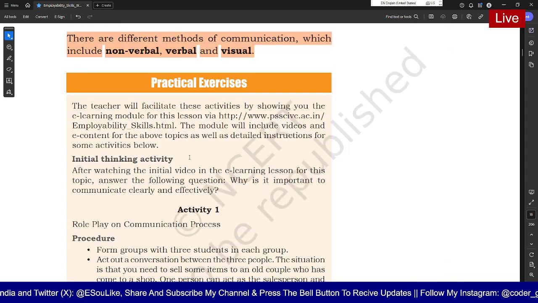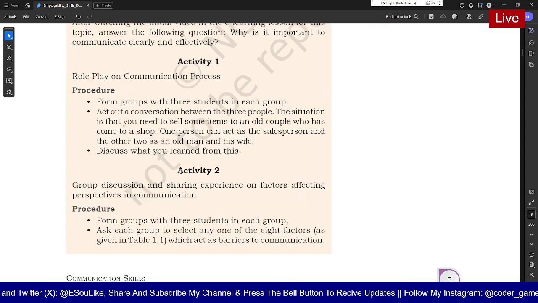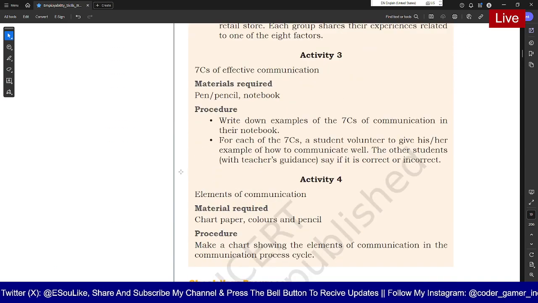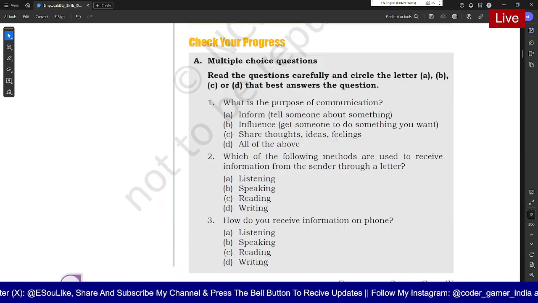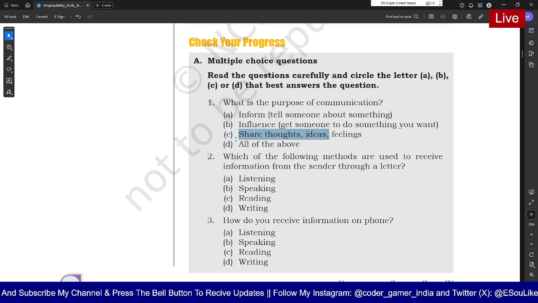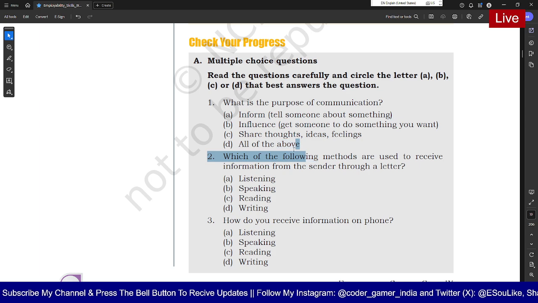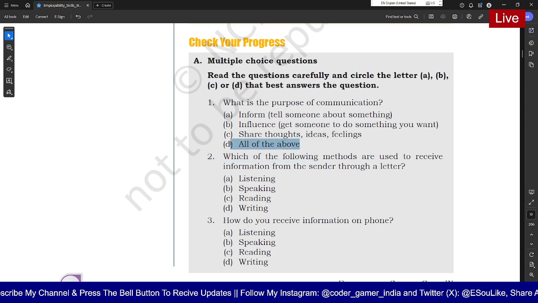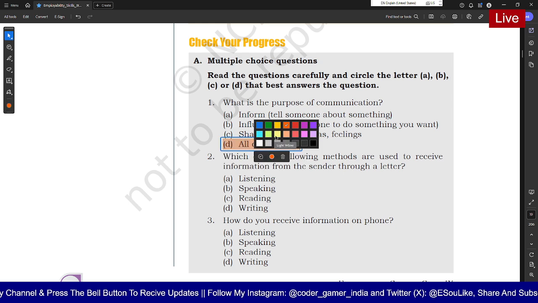Now we have some questions and answers to do. Number one, what is the purpose of communication? Very simple: to inform, to influence, to share ideas. So our answer is all of the above.